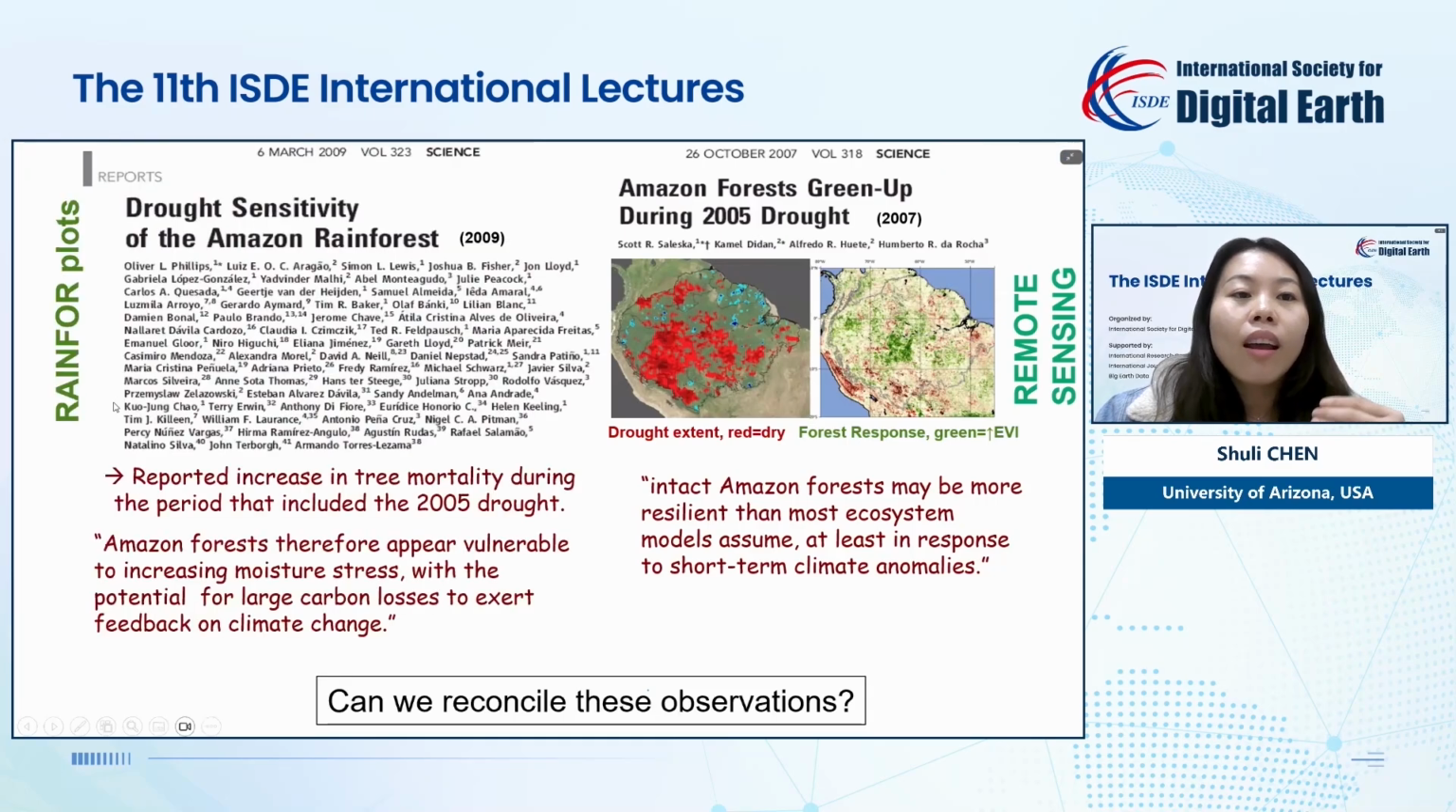After 1 year, another Science paper came out, but intriguingly, they reported totally opposite results from the rainfall network field sites. They reported an increase in tree mortality and an increase in biomass loss. This indicates the Amazon forest appears more vulnerable to moisture stress, with large potential for carbon loss under climate change. So why did the remote sensing and the field work give such different observations? And can we reconcile these observations?